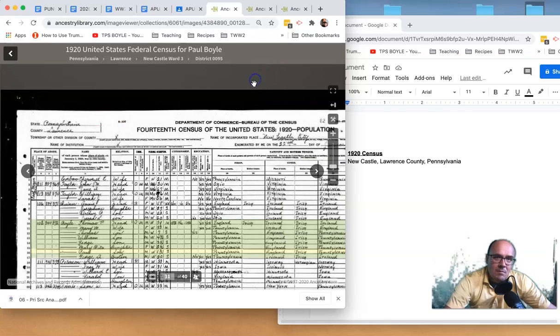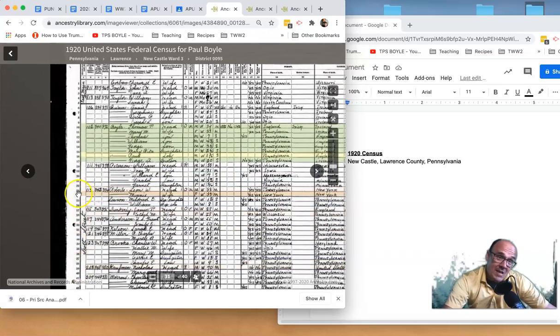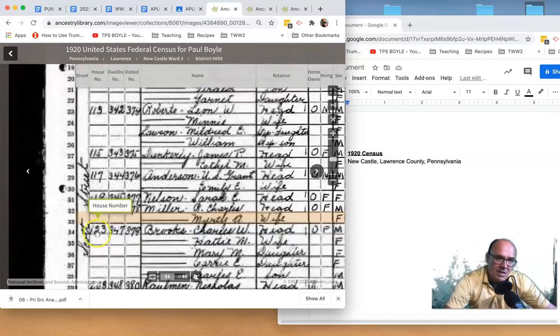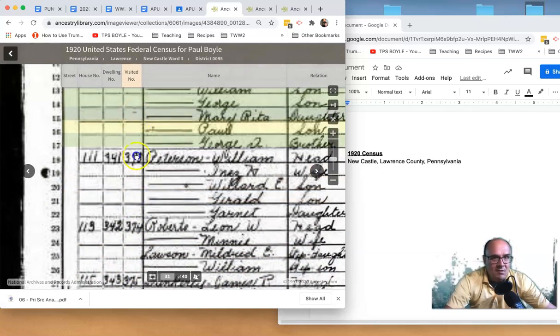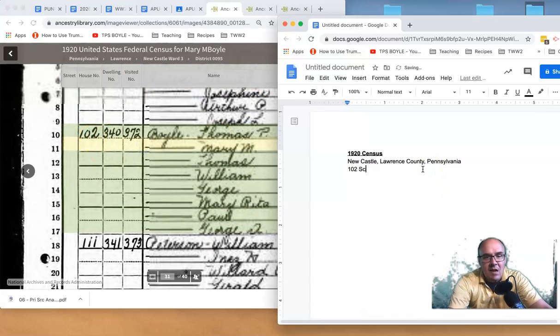Almost all of them have the street name along the side here. You see how it's sideways, perpendicular to the rest of the information? They have the name of the street over here and then the house number in the first column. And that's going to be the same in the 20, 30, and 40 census. So as I look here, and I'm going to zoom in on this, it says they live on Scott Street. And where on Scott Street do the Boyles live? 102. So 102 Scott Street is the home of the Boyles.